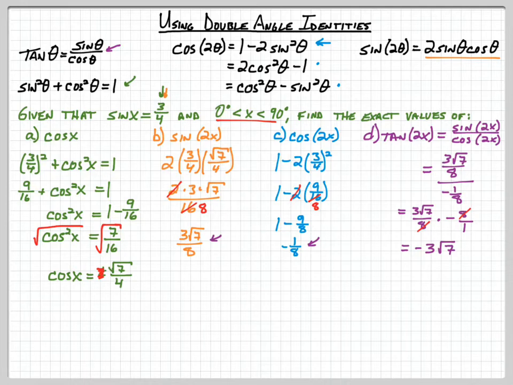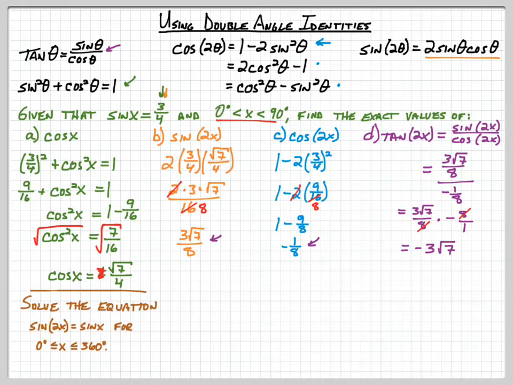Let's look at another one. So let's just put this out there. Solve the equation sine 2x equaling sine x for x between 0 and 360, so a full rotation around the unit circle. All right, so what are we going to do with this?